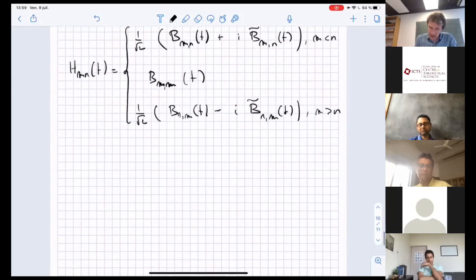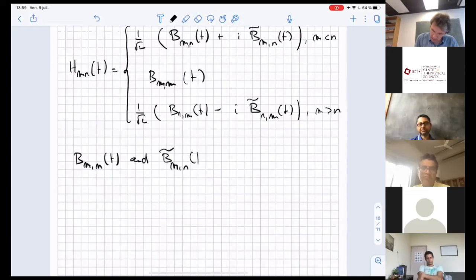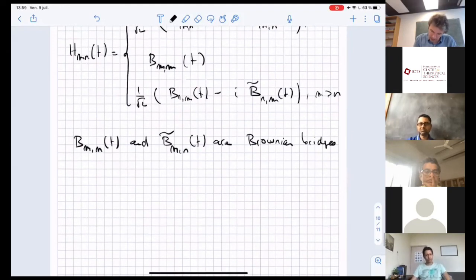So what are these guys? These B^M_N and B tilde, they are just Brownian bridges. Here bridges mean that they start and end at zero.